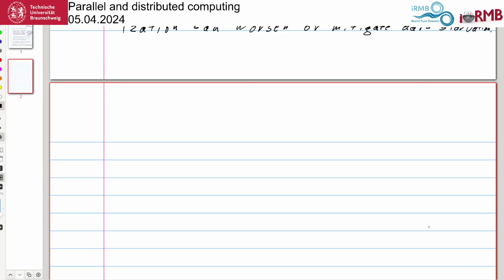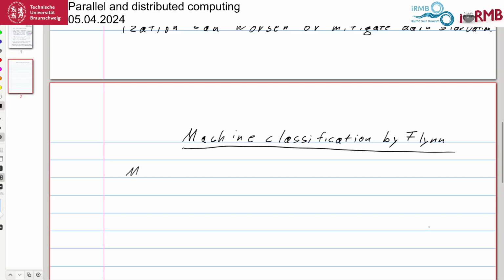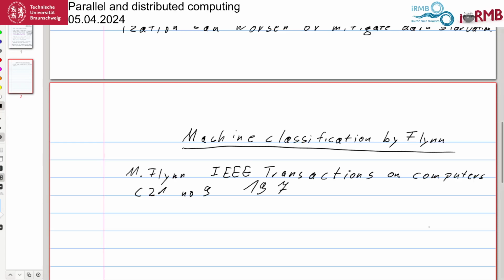Now this is one of the problems that we want to solve, and now we look at the possibilities that we have. So we can now come to the actual parallel machines, and for this we have a machine classification. Classification by a guy called Flynn. I don't know what his name was, but it's Flynn. And this was published in IEEE Transactions on Computers, C21, number 9, and it's from 1972, so even before I was born.